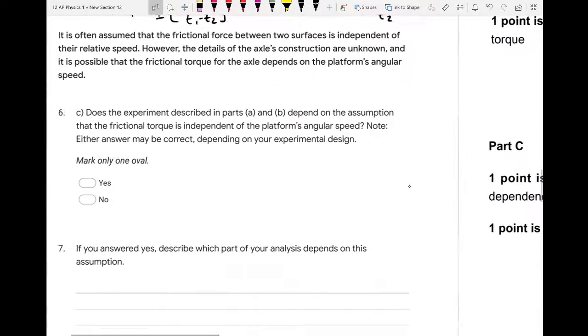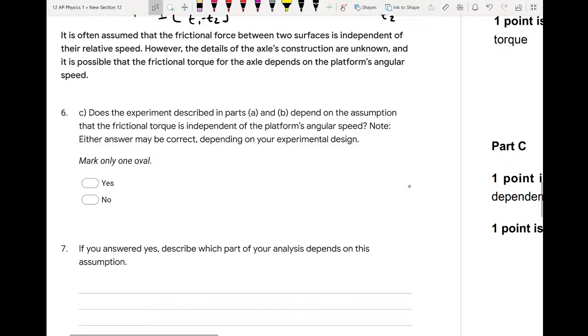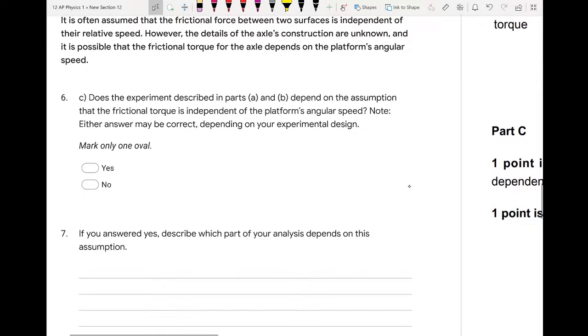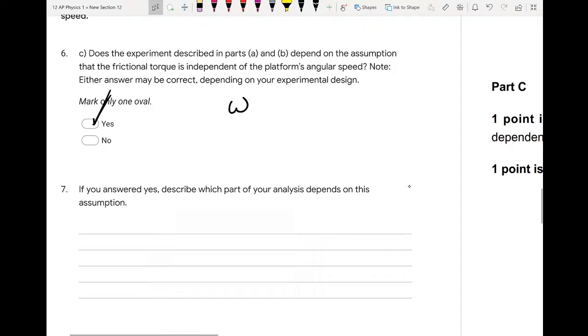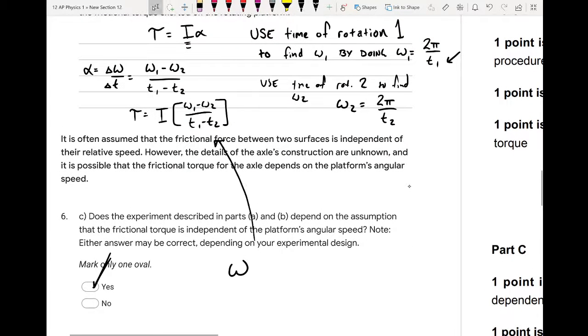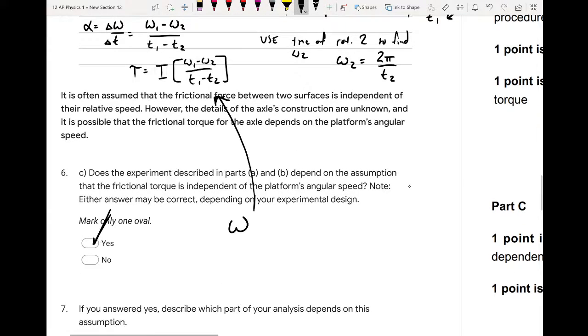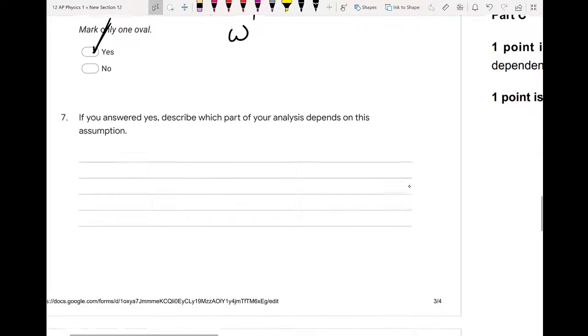So in this case, does the experimental procedure in parts A and B depend on the assumption that the frictional torque is independent of the platform's angular speed? So in this case, we have a yes or no question where we're thinking about our experiment, did it depend on the angular speed of our platform? And in our case, yeah, it did. We based our whole entire analysis on the angular velocity of our disk. So if our angular velocity changed, our data would change, right? Over here, our angular velocity is based on our angular speed. So it really all depends on the angular speed. So we did make that assumption.